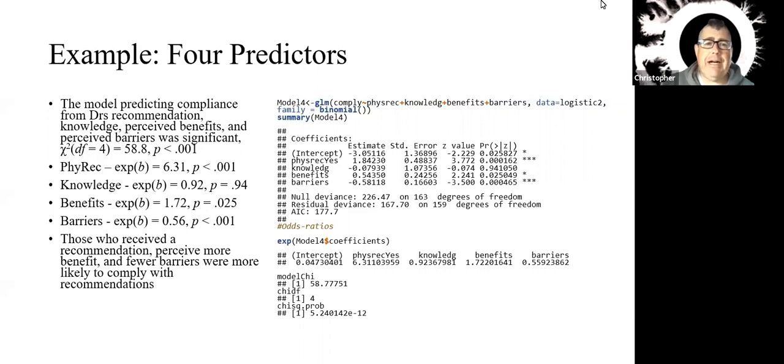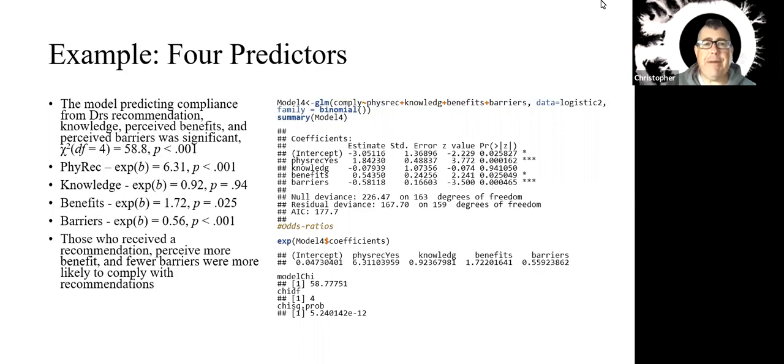Benefits has odds greater than 1. Remember the rule here with interpreting odds: if it's greater than 1, it's a positive relationship. If it's less than 1, it's a negative relationship. Benefits was significant, and what this means is those who perceive more benefit are more likely to comply with mammography screening.